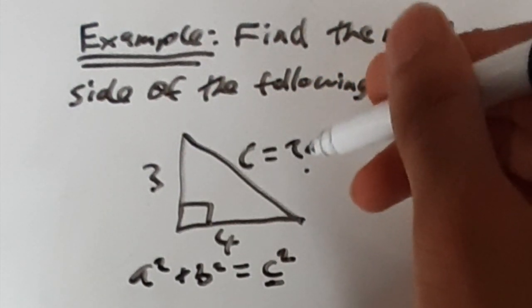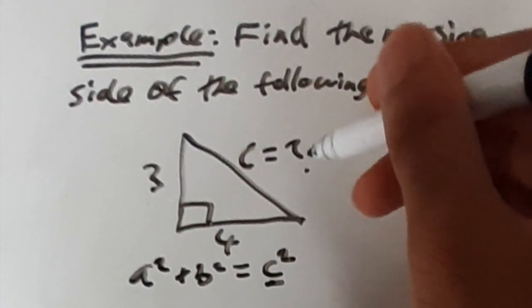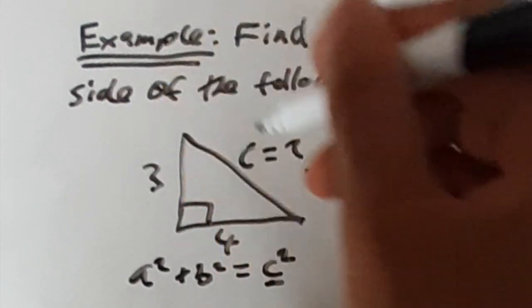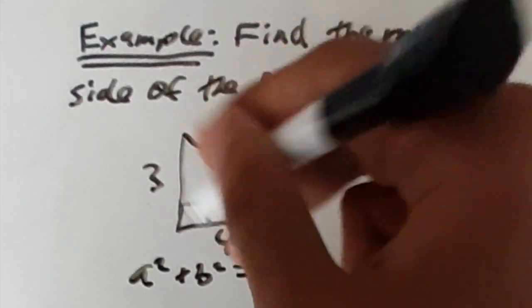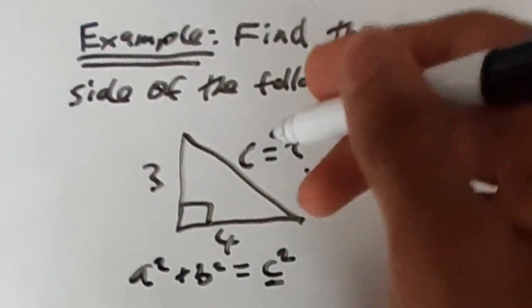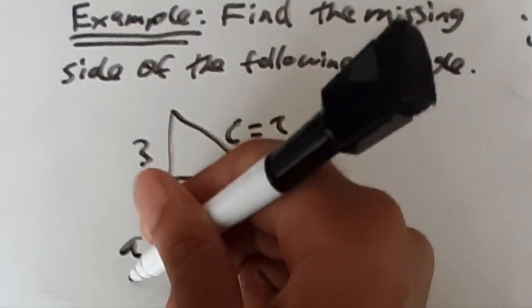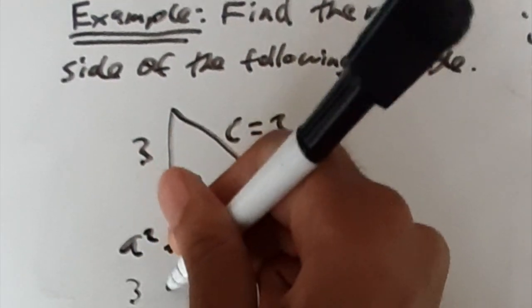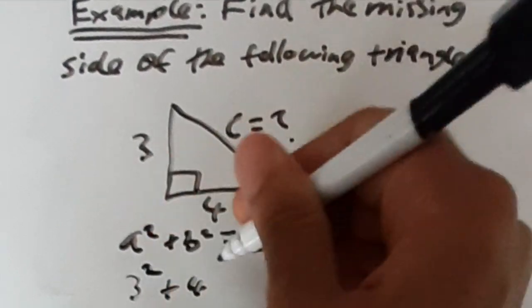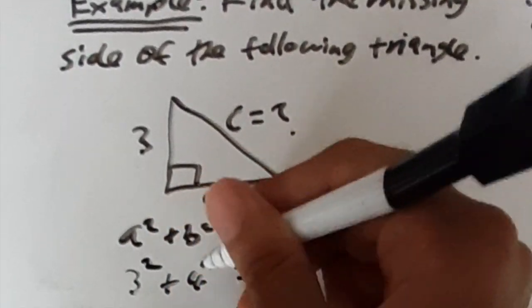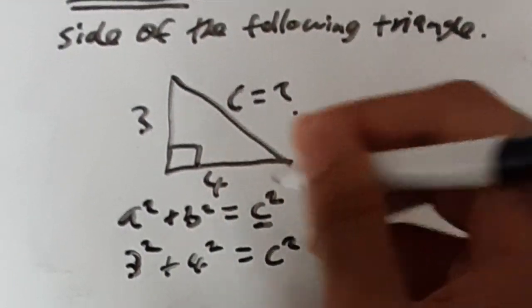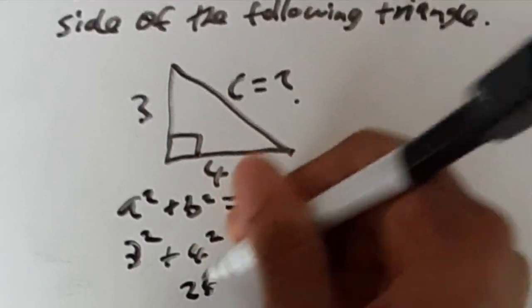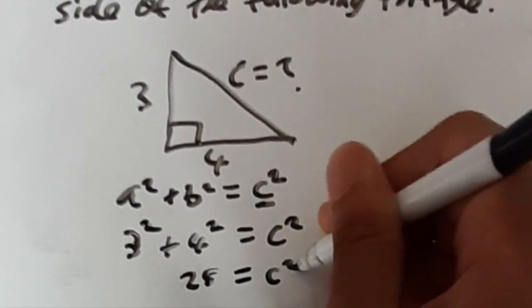Next, subbing in sides a and b into the formula, so a could be 3 and b could be 4, because for a and b the shorter side the order does not matter. So if we sub in 3 and if we sub in 4 into the formula, we get 3 squared plus 4 squared equals c squared. This simplifies down to 25, which equals c squared.